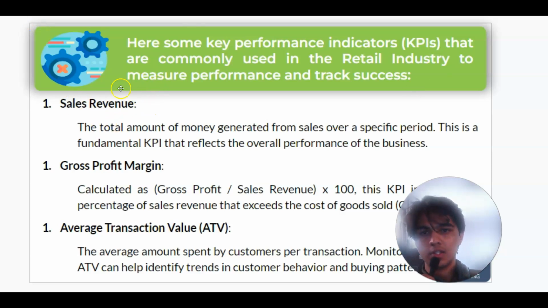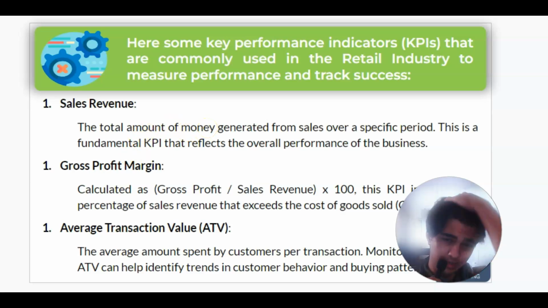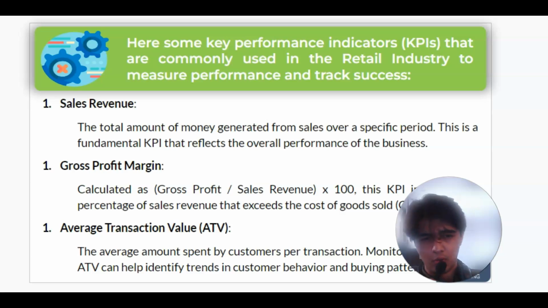The first indicator is the sales revenue indicator. This indicator calculates the total amount of money that you have generated from your sales of items over a specific period of time. How much sales you have done in that particular period will be included in this indicator.